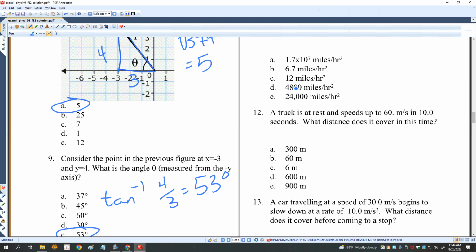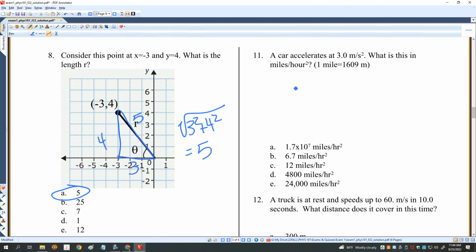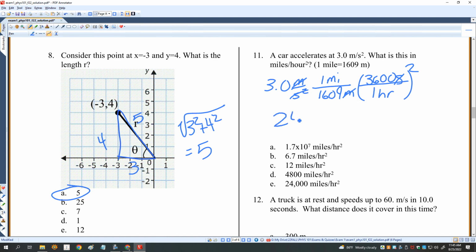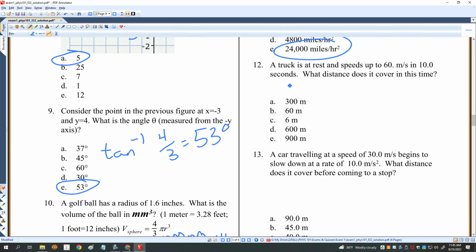All right, let's go on to number 11. A car accelerates 3 meters per second squared. I don't know this in miles per hour squared. I have in 1609 meters, that's 1 mile, so that converts my meters to miles. And then there are 3,600 seconds in 1 hour. I have to square this though, so that my seconds squared cancels out and leaves me miles per hour squared. And if I do that, I get 24,000 miles per hour squared.